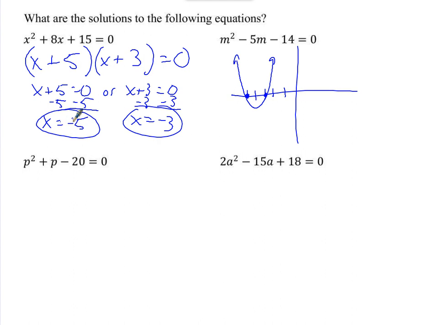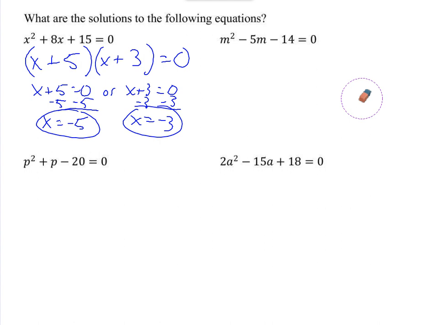If I plug negative 5 in, I get 0 for y, which is what that says. If I plug negative 3 in up here, I get 0 for y, which is what that says. So that's what's going on here, okay? Keep that connection in your mind. We are working with parabolas here. So let me get rid of this work and take a look at the second one.